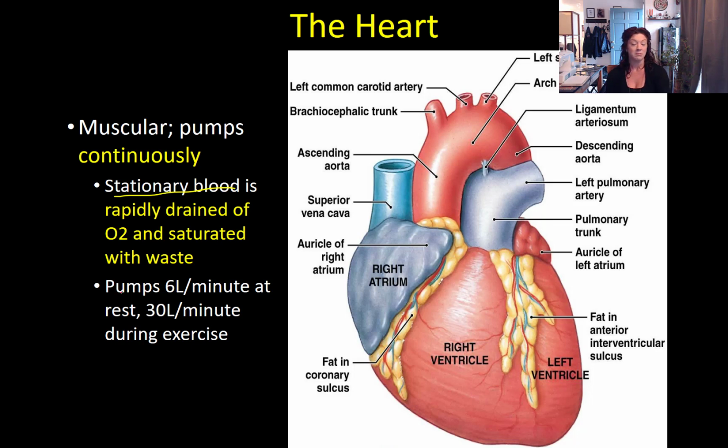The heart's an amazingly efficient pump, too. It pumps about 6 liters of blood every minute when it's at rest, when you're sleeping. It's 30 liters a minute when you're exercising. That's intense. That's a lot of blood flow.